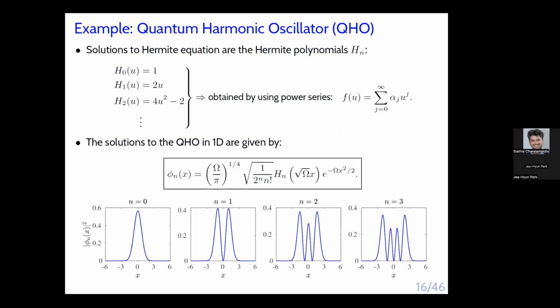The n equals 1 is the first excited state. If you graph the solution itself, you will have 1 zero crossing. For n equals 2, you have 2 zero crossings. The second excited state, the third excited state has 3 zero crossings.